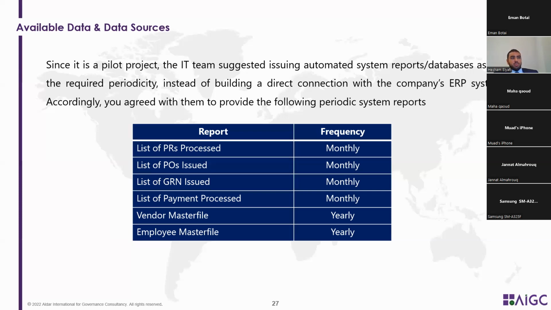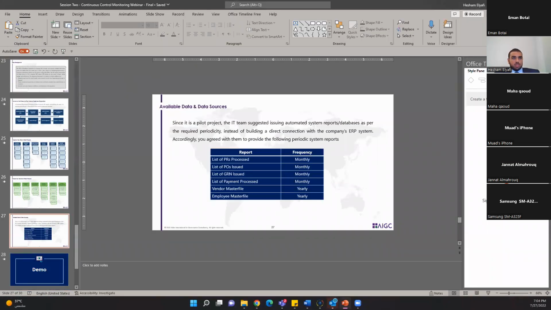The reports that we were provided are the list of PRs, list of POs, list of GRNs, payment process, vendor master file, and employee master file. Let me go through a series of analytics tests.